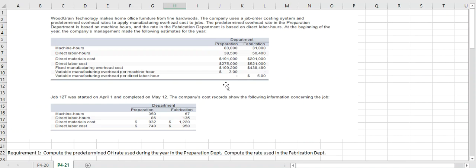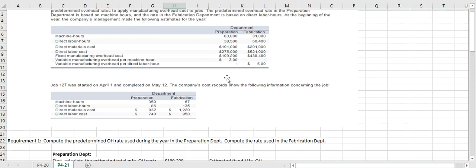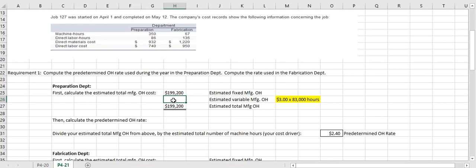So for preparation, the instructions said they allocate or apply their manufacturing overhead based on machine hours in the preparation department. So we're going to use these 83,000 machine hours and the $3 per machine hour to calculate our variable manufacturing overhead. So that's going to be $3 times 83,000, $249,000, which is our total estimated manufacturing overhead in the preparation department. And this yellow is just the formula that I used, which came from the data above.